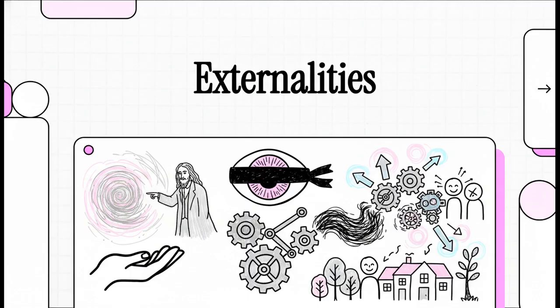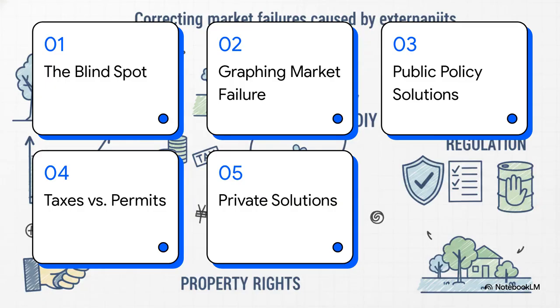These are those really important, kind of fascinating moments where the market, if you just leave it alone, totally gets it wrong. All right, so here's the plan for this explainer. Think of it as your study guide for the exam. We're going to start with the problem itself, this blind spot. Then, and this is super important, we'll actually graph the market failure.